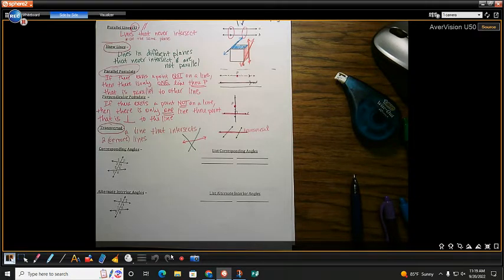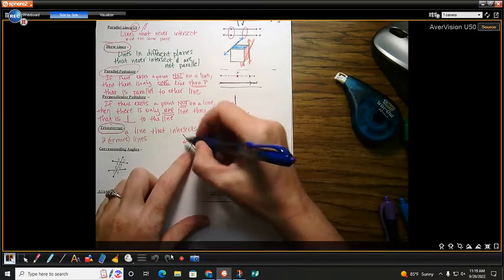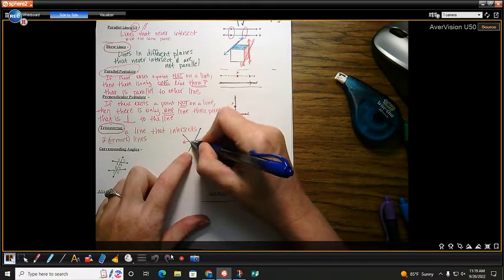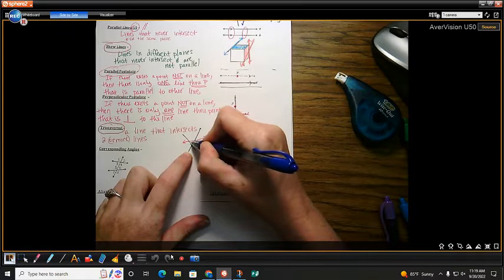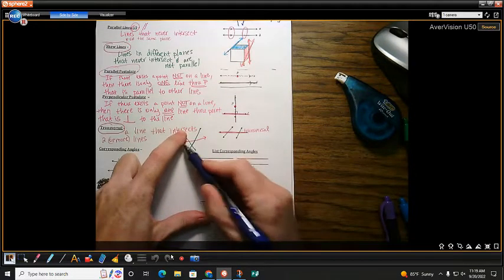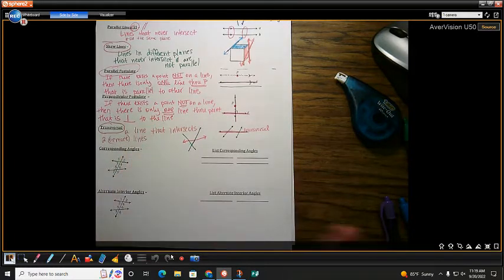So, does this pink line intersect the other 2? Yeah. It's a transversal. But look what else that means. That means this one is a transversal for the other 2. And the green one is a transversal for the blue and the pink. You can't escape them, they're everywhere.